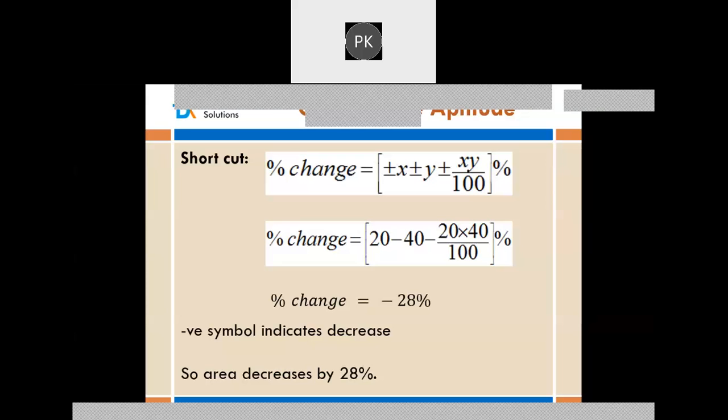Net profit is given by net profit percentage is equals to 15 plus 15 plus 15 15s are 225 divided by 100, which is equals to 30.